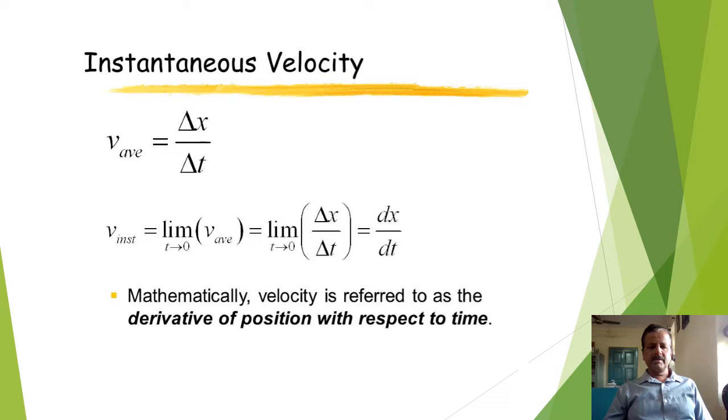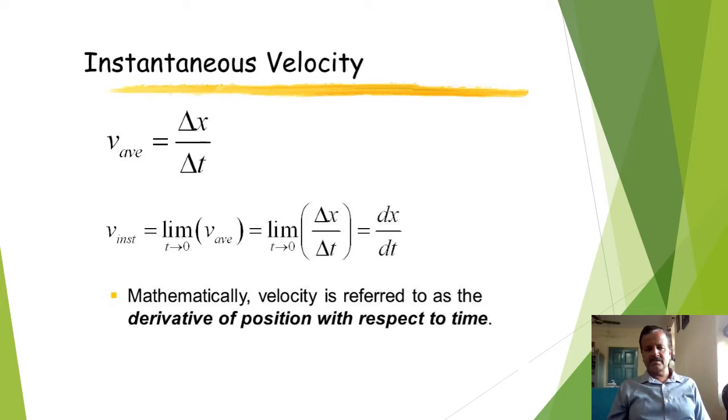This limit is an operator which you are going to learn in calculus once again. Calculus will be taught in maths. So limit delta x by delta t as delta t tends to 0 is represented as dx by dt. There is definitely a difference between delta x by delta t and dx by dt. Delta x by delta t represents average velocity. Dx by dt represents instantaneous velocity.